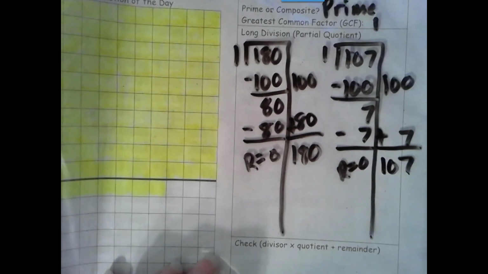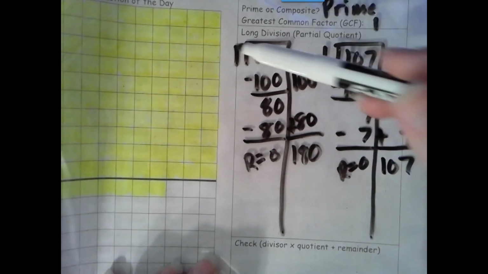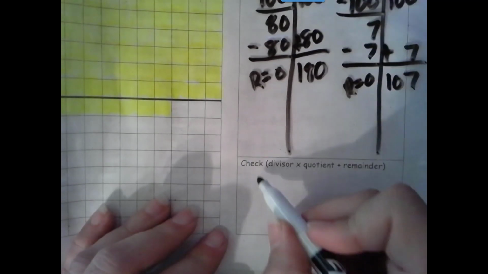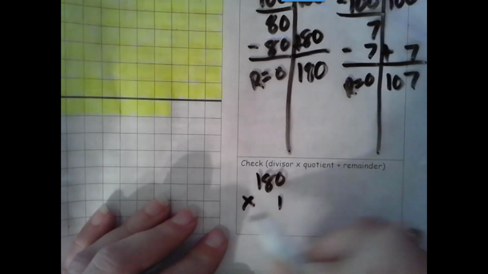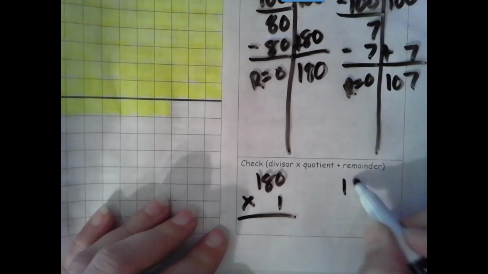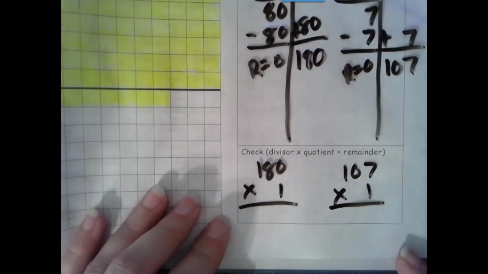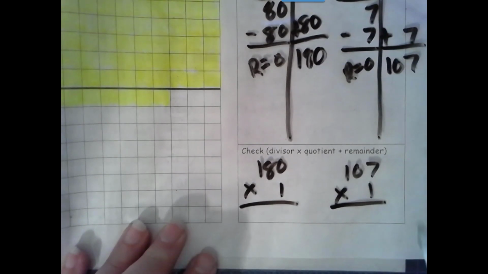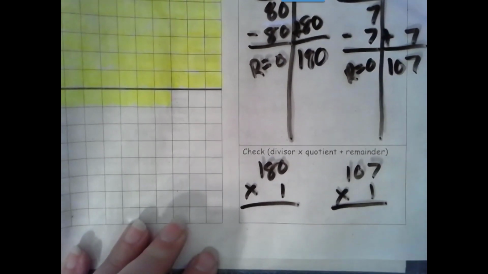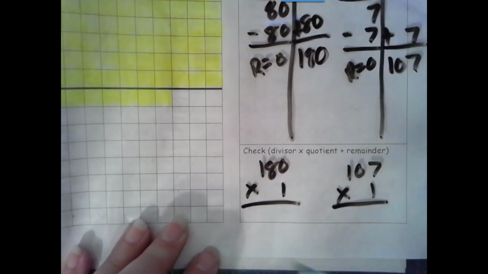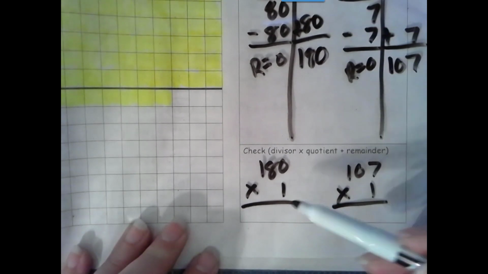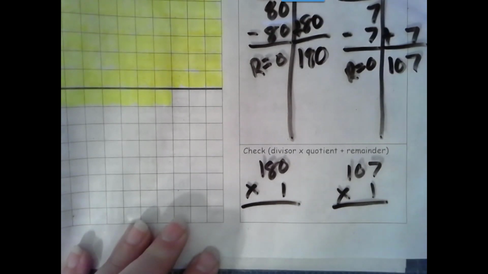Now we need to check divisor times quotient plus remainder. Since our remainder is 0 for both, and the identity property of addition says when you add 0 it stays the same, we don't need to take the time to add 0. But what we end up with here, and why ones work the way they do, is that we have the identity property of multiplication that says when you multiply by 1, it stays the same.